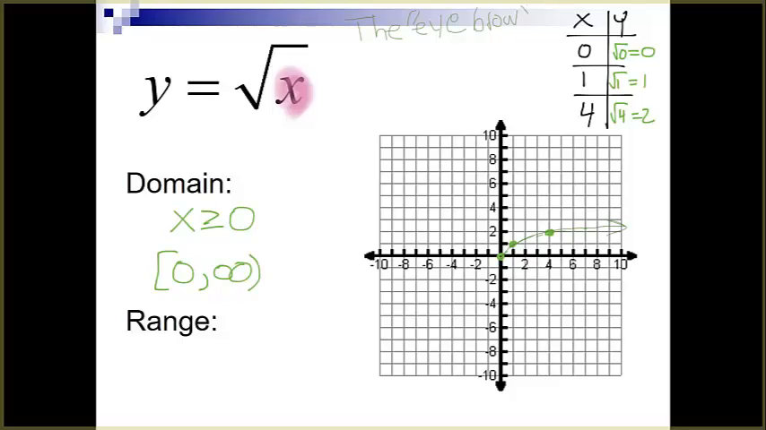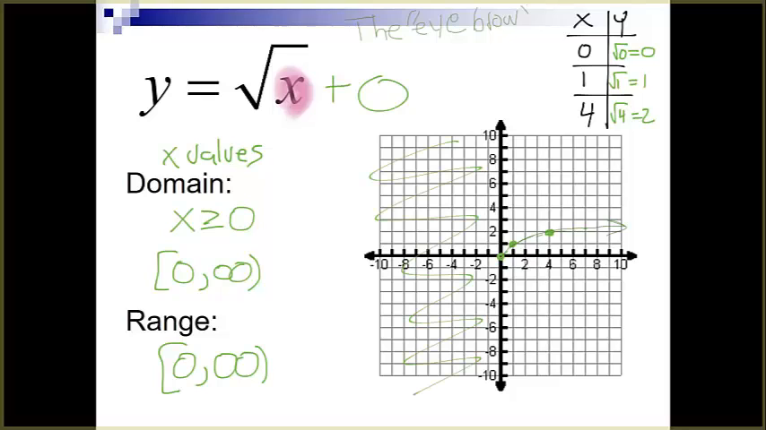My range is whatever I'm adding to my k value. Here we have 0, so my range is always going to be from 0 to infinity. Domain and range is something I've been trying to emphasize throughout the entire semester. Remember, domain is the set of all x values. You have to look at the graph and see what x values you can plug in. There are no x values over here that you can plug in, so that's why it's from 0 to infinity, but it does include 0 because of that point right there.